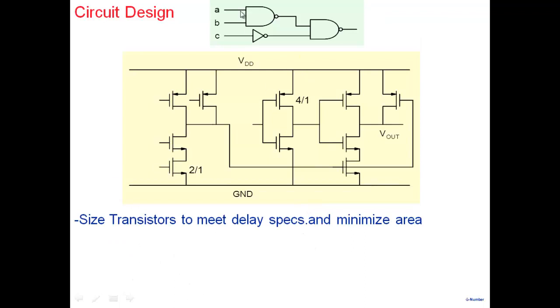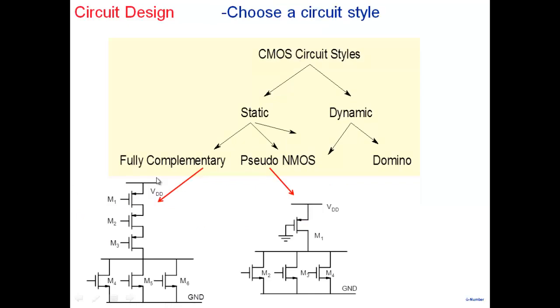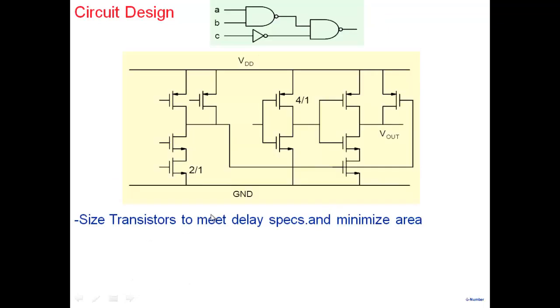So, for example, let's say this one. This is the gate netlist that we are talking about, and I choose a fully complementary style. Fully complementary means the same number of NMOS and PMOS; the PMOS side is exactly complementary to the NMOS side. So I choose a fully complementary one. I have a NAND gate that you see here, an inverter, and another NAND gate, and all that here.